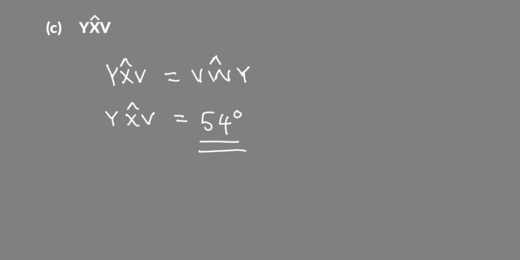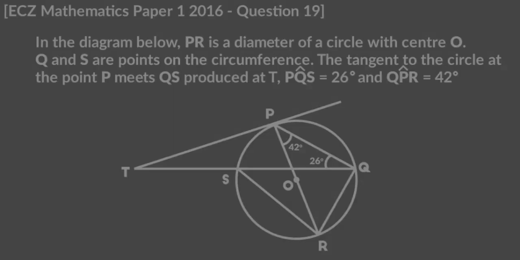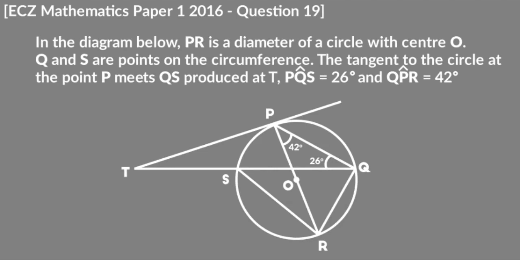And that is 54 degrees. The next question is a Mathematics Paper 1 2016, question 19. In the diagram below, PR is the diameter of the circle with center O. Q and S are points on the circumference. The tangent to the circle at the point P meets QS at T. PQS is 26 degrees and QPR is 42 degrees.